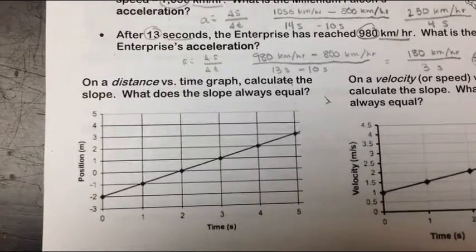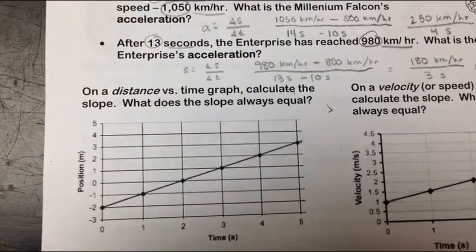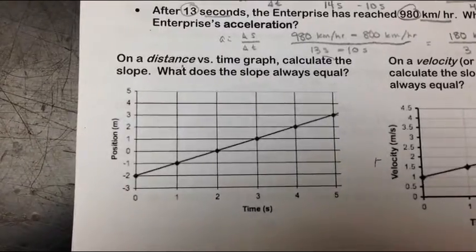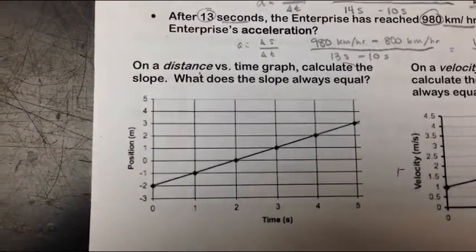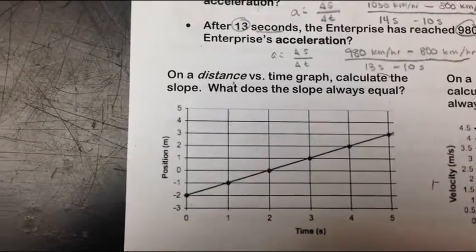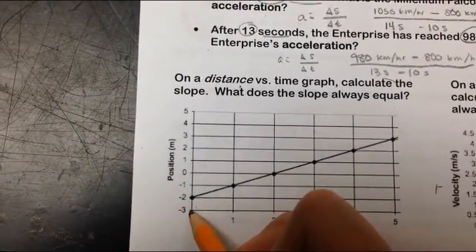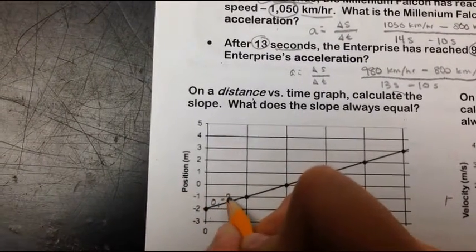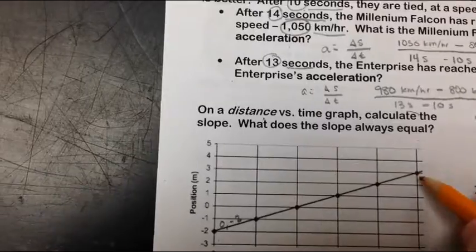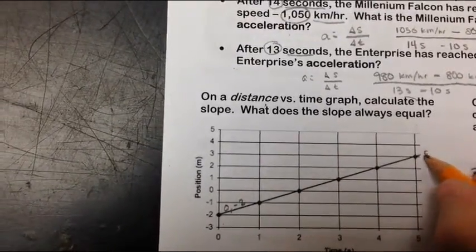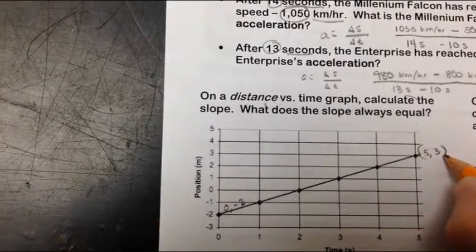Alright, distance versus time graph, and we're going to remember here, it was pretty well set up. Alright, let's calculate slope on a distance versus time graph. First thing you're going to do is look at your starting point and your ending point, and look at those coordinates. So this one we went over 0 and up -2. So 0, -2 is our first point. And then over here we went over 5 and up 3. So 5, 3 is our second point.